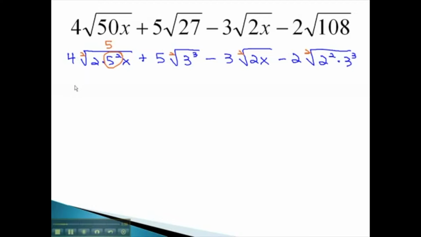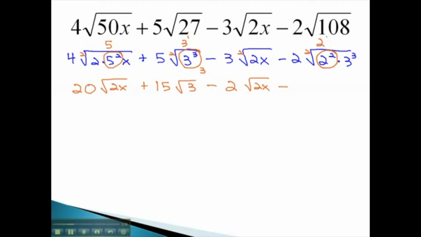5 squared can come out as a 5, giving us 20 times the square root of 2x. 3 cubed has 1 3 coming out, and we have a remainder of 1, so 1 3 will remain in the radical. Multiplying, we now have 15 times the square root of 3. Minus 2 times the square root of 2x, minus, we can pull 1 2 out, dividing the exponent by the index, and we can also pull 1 3 out. There's a remainder of 1, so 1 3 remains behind. We now have 12 times the square root of 3.